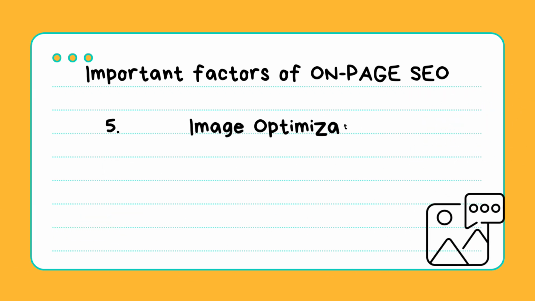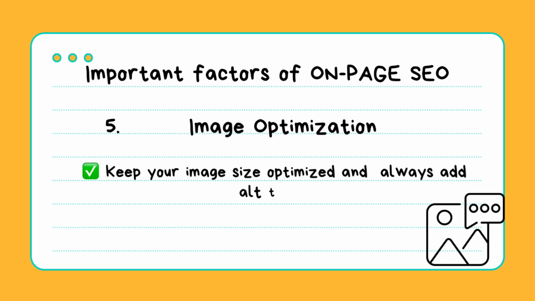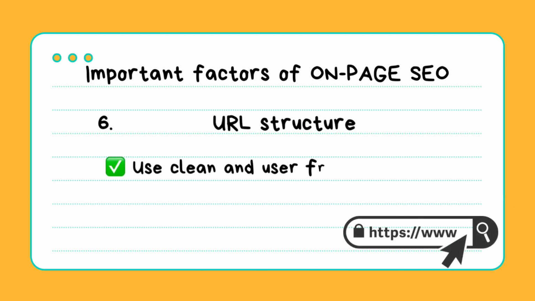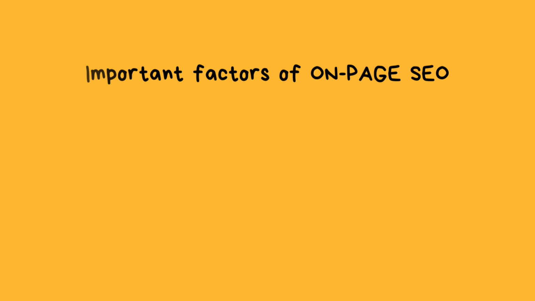5. Image optimization. Keep your image sizes optimized and always add alt text. This helps Google understand what the image is about. 6. URL structure. Use clean and keyword-friendly URLs. Clean URLs are easier for both users and search engines to understand.